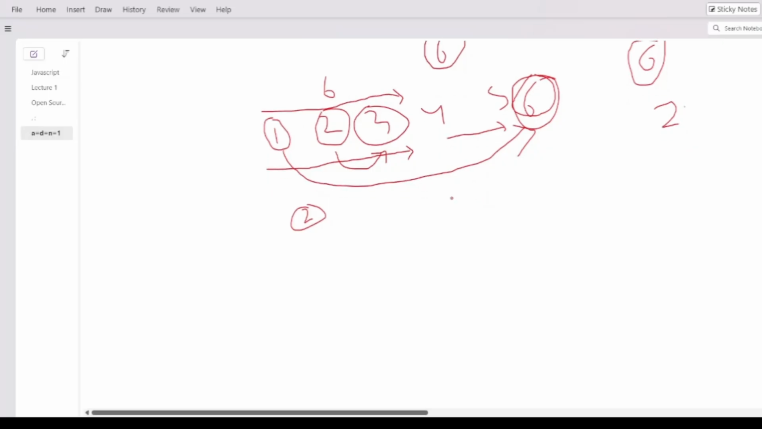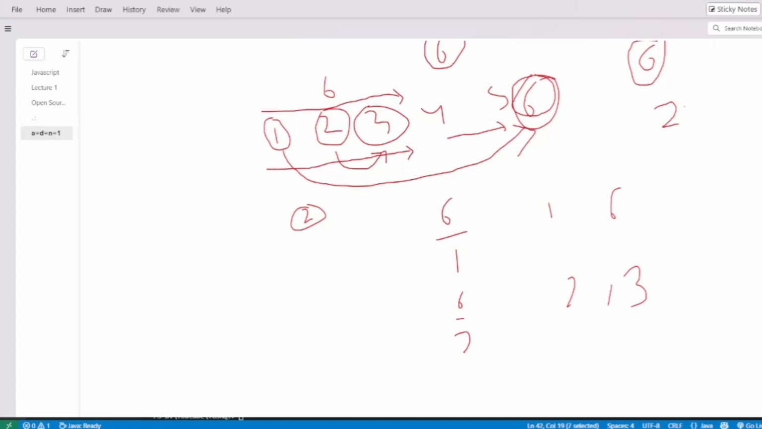For example, if we divide 6 by 1, then we get 1 and 6, 2 factors. If we divide 6 by 2, then we get 2 factors, 2 and 3. So this is the basically simple approach. Now let's write code for this approach and try to explain it again.